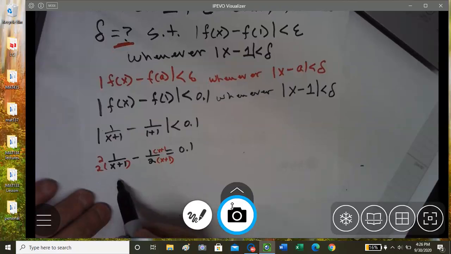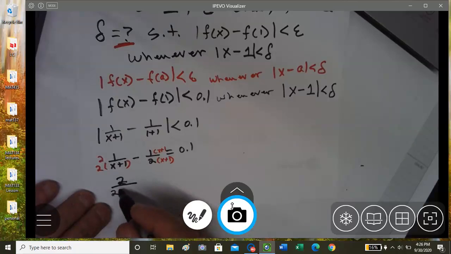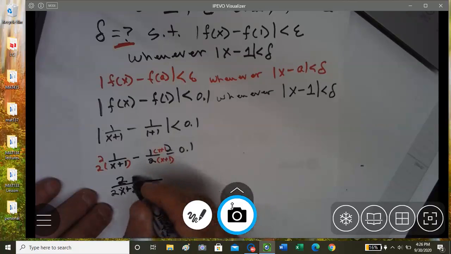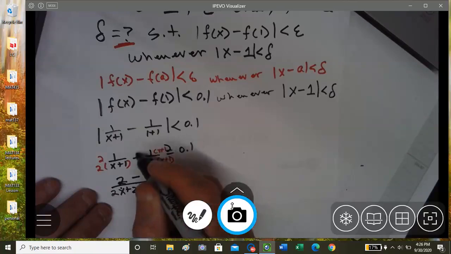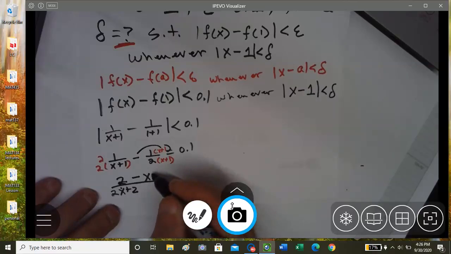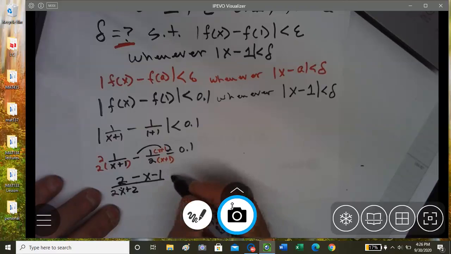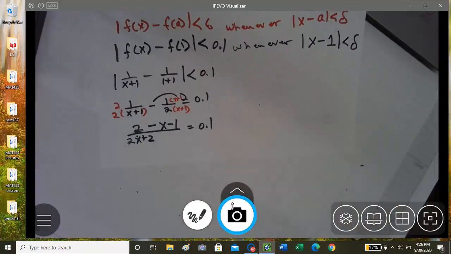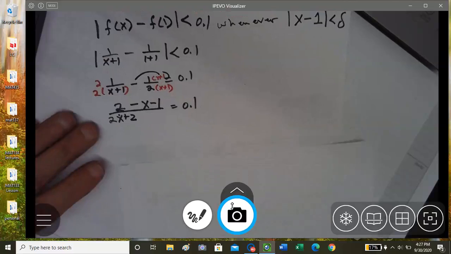So that's going to give us 2 over 2x plus 2. And then we can go ahead and combine these since they're all under the same fraction, minus, and then we would distribute this negative 1. So that'd be negative x minus 1 equals 0.1. All right, so from here, we continue to simplify.